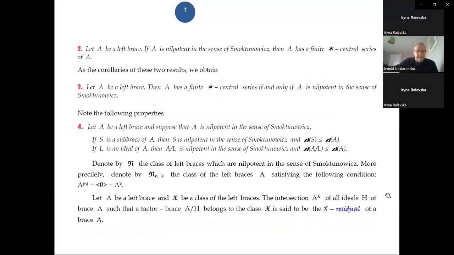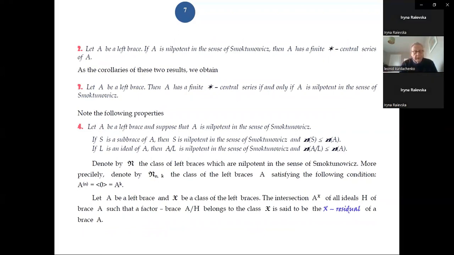So, and the next result. Let A be a left brace. If A is nilpotent in the sense of Smoktunowicz, then A has a finite star central series. And as corollaries of these two results, we obtain the following. Let A be a left brace. Then A has a finite star central series if and only if A is nilpotent in the sense of Smoktunowicz.